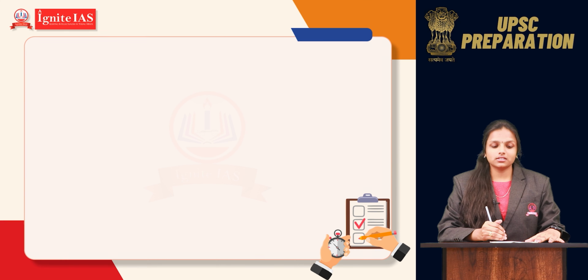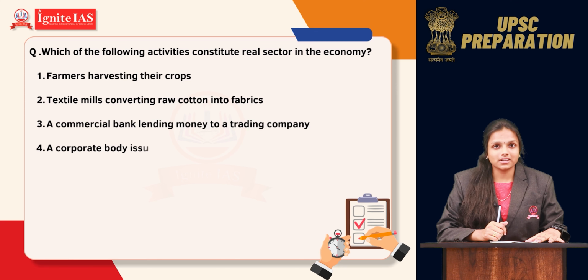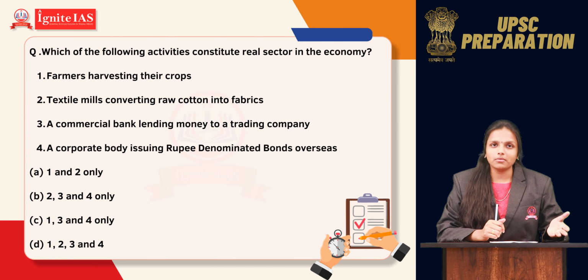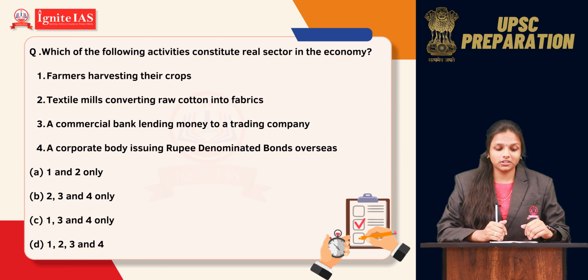Now the first question is, which of the following constitutes the real sector in the economy? Here they have given 4 statements. The first, farmers harvesting their crops. The second, textile mills converting raw cotton into fertilizers. The third, a commercial bank lending money to a trading company. And the fourth, a corporate body issuing rupee denominated bonds.